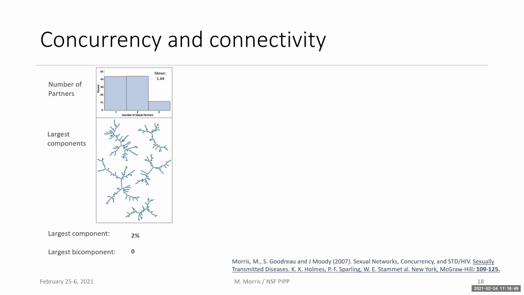So imagine that you have a toy network here. You've got 10,000 nodes, and the distribution of the number of partnerships that people have at that moment in time is given by this histogram.